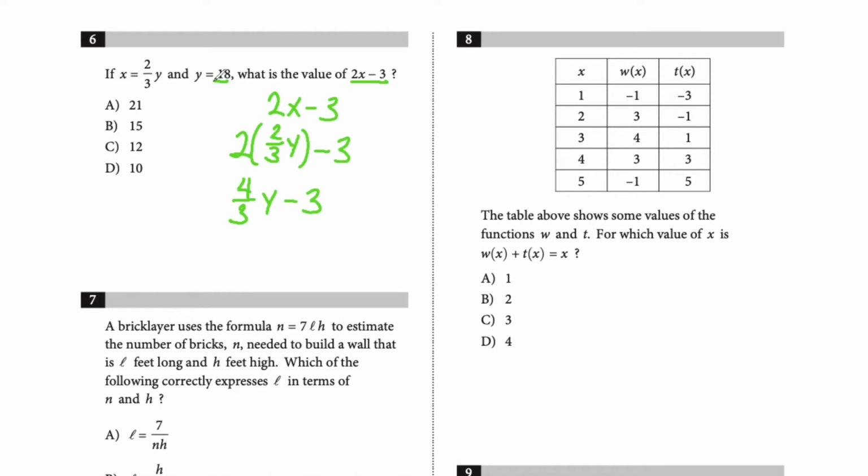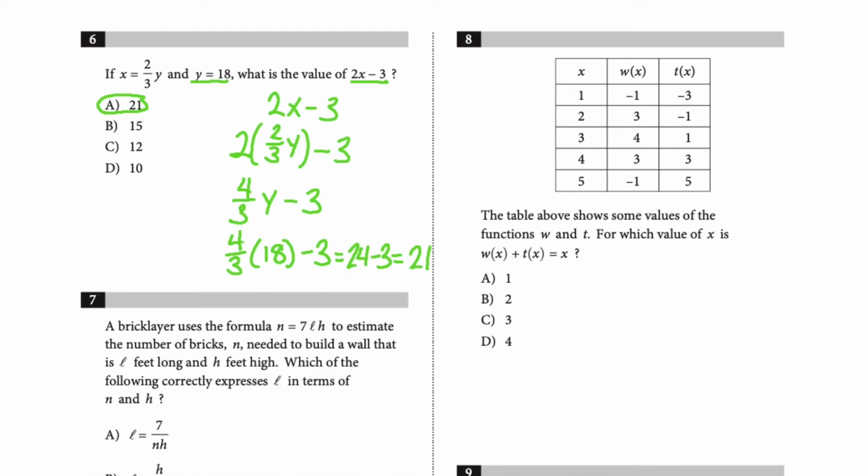Here they tell us that y equals 18. So we're going to have 4 divided by 3 times 18 minus 3. When we have a fraction times a whole number, we multiply the whole number by the top and divide it by the bottom. 18 divided by 3 is 6. 6 times 4 is 24. So this is going to be 24 minus 3, which will be 21, or A.